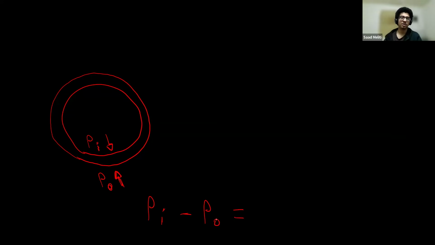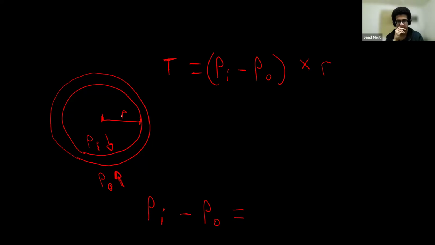And that's going to be important when we talk about tension. Tension is equal to the pressure difference, which is PI minus PO, times the radius of the blood vessel, R. And the radius, as you guys know, is just half of the diameter. This is the radius.